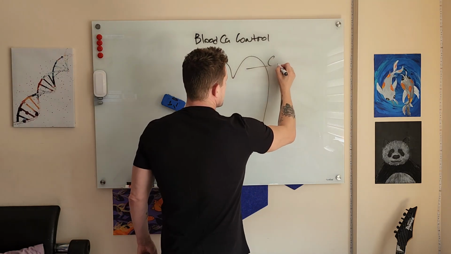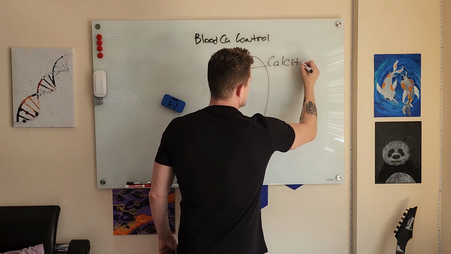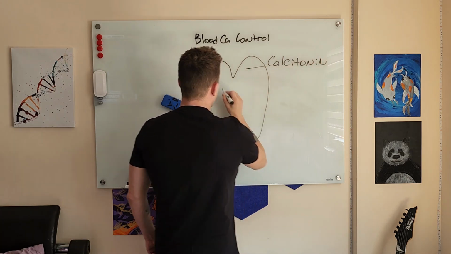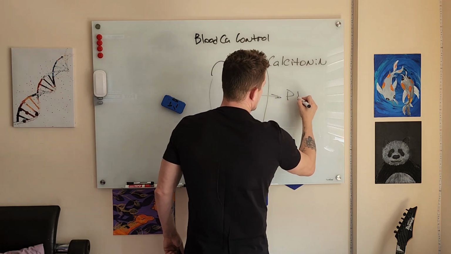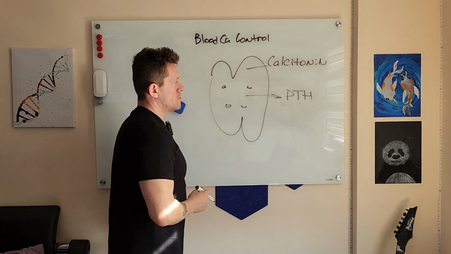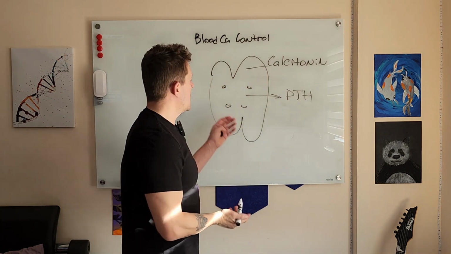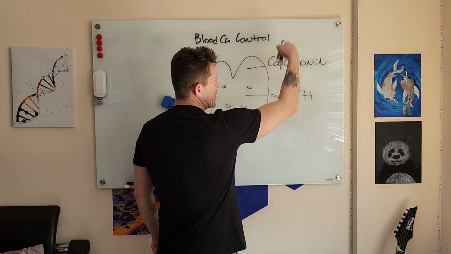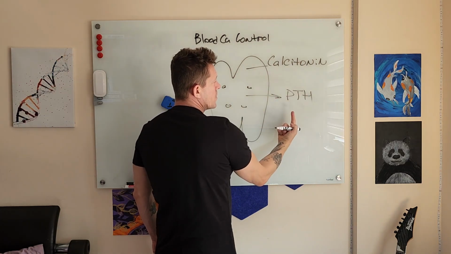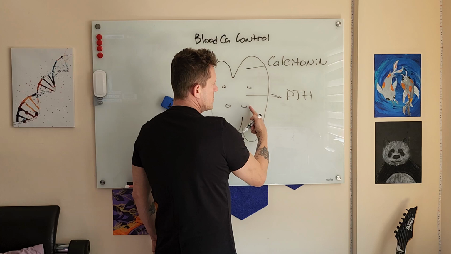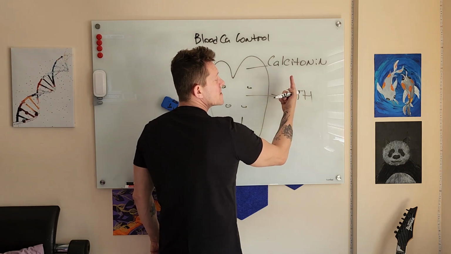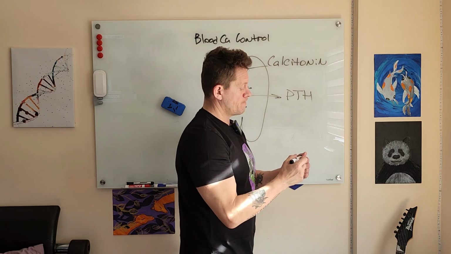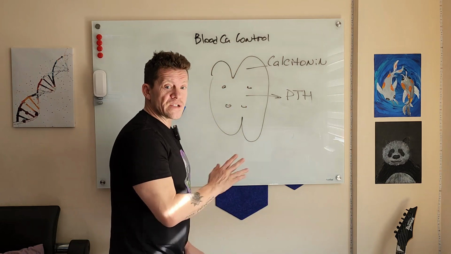So this gland secretes calcitonin and secretes parathyroid hormone. One gland. Calcitonin decreases calcium in blood. Parathyroid gland, through parathyroid hormone, increases calcium in blood. Let me erase this again.